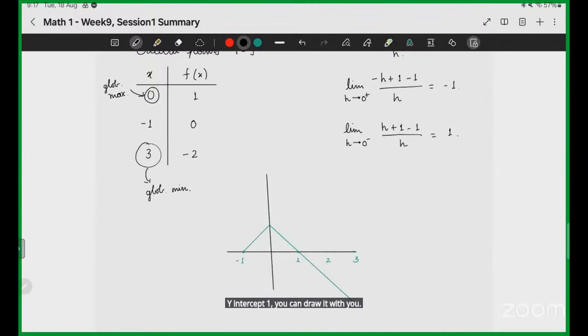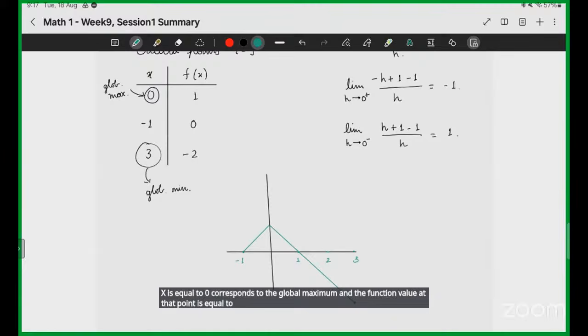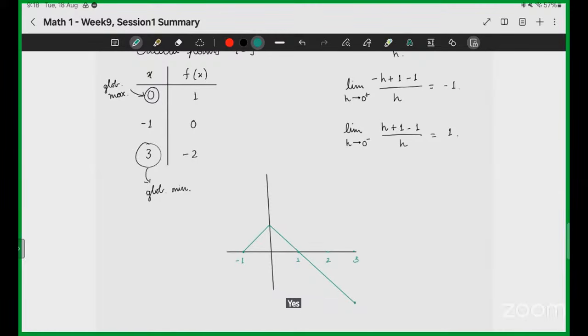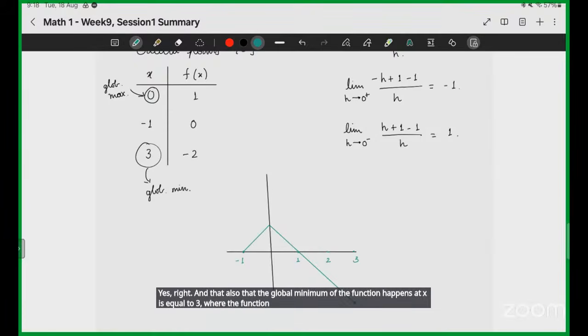Now, does the graphical representation agree with our assessment that x equal to 0 corresponds to the global maximum, and the function value at that point is equal to 1? Yes, right. And also that the global minimum of the function happens at x equal to 3, where the function value is -2. It is a boundary point.